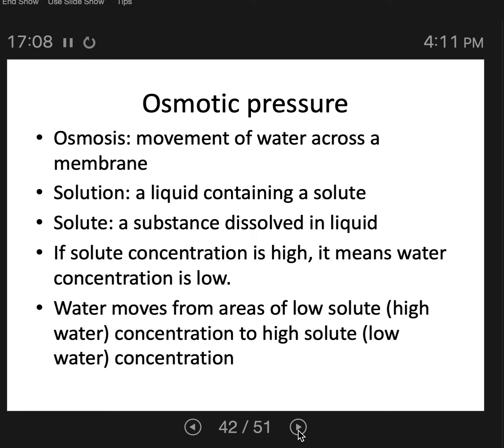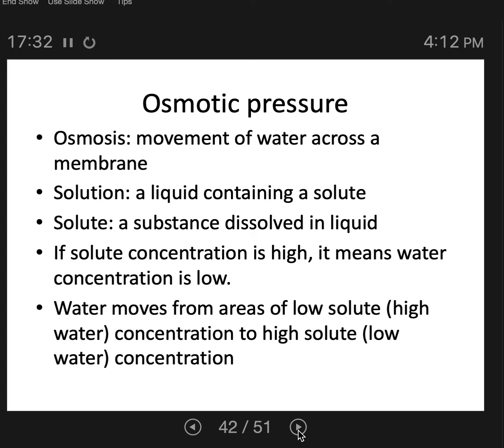A solution is a liquid that contains a solute, and a solute is a substance dissolved in liquid. So a solution could be like salt water. Salt water is a solution because it has a liquid, and that's the water, and it has the salt, and that's the solute that's dissolved in the liquid. Okay. If solute concentration is high, it means water concentration is low.